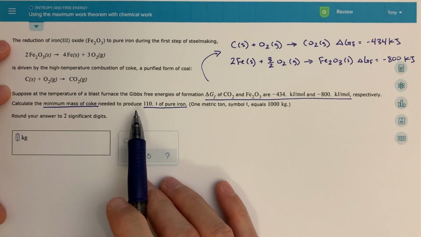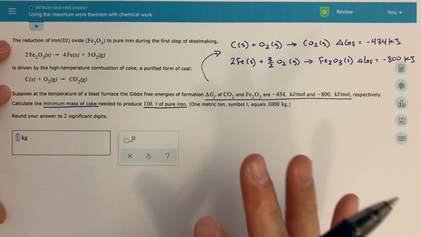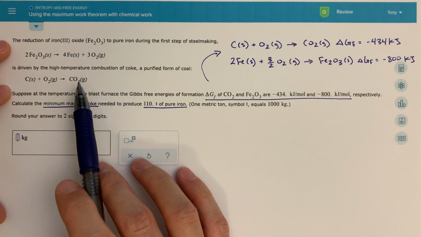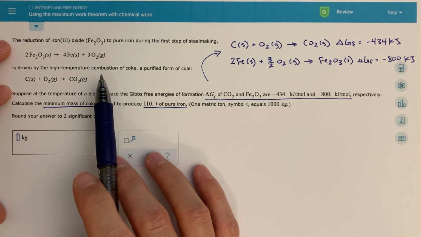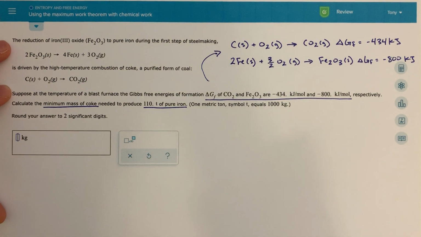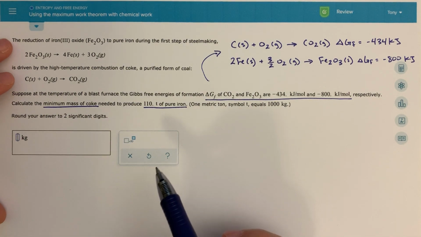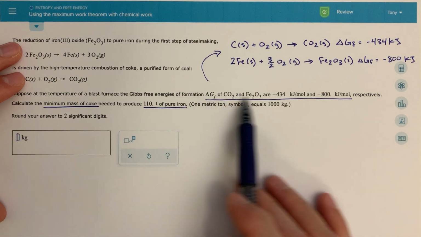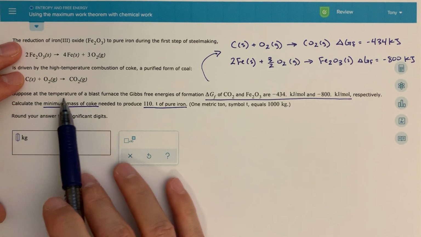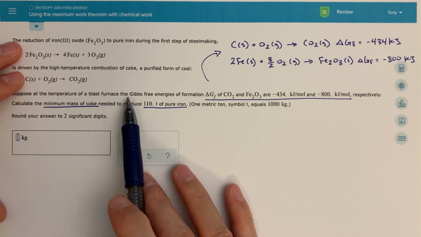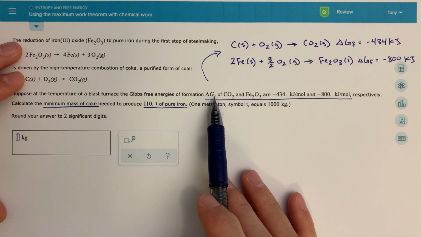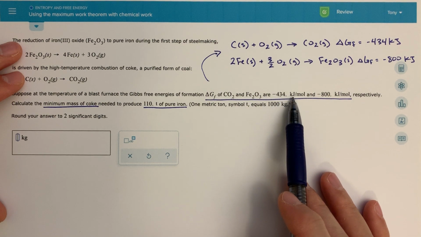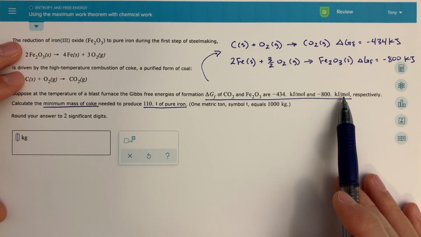Okay, so what's really confusing about this problem in particular is how we're supposed to figure out what our delta G's for these two given reactions are. In other versions of this topic, we're given some of that information, but the way in which we're given the information for these two reactions is actually from these words right here. So it says, suppose at the temperature of a blast furnace, the Gibbs free energy of formation, delta G of formation, of CO2 and iron oxide are minus 434 kilojoules per mole and minus 800 kilojoules per mole respectively.